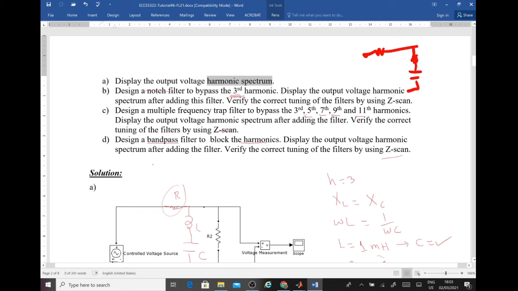So it needs to pass mainly the fundamental component. It needs to pass only the fundamental and block the other harmonics, right? We would like to minimize the third, the fifth, the seventh, the ninth, and the 11th. So we need to bring those down and allow mainly the fundamental component to go to the load. Okay, so this is what we need to do now. So we need to design a band pass filter.